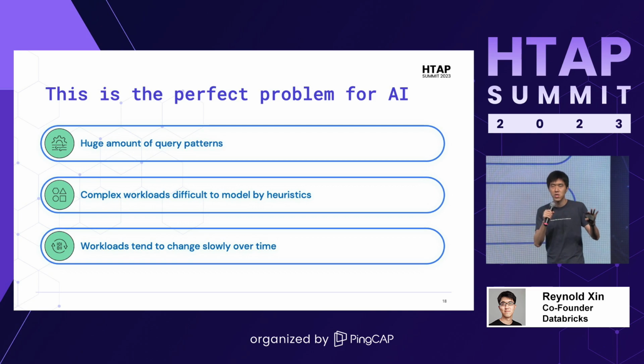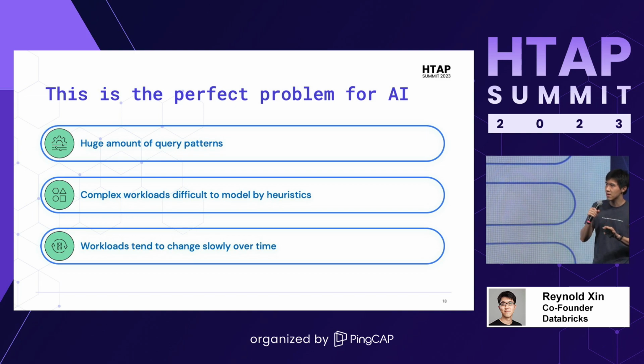They tend to change slowly, and slow here could be like minutes. They tend to change slowly. And as a result, it gives the opportunity for AI to learn and figure out what's going on.